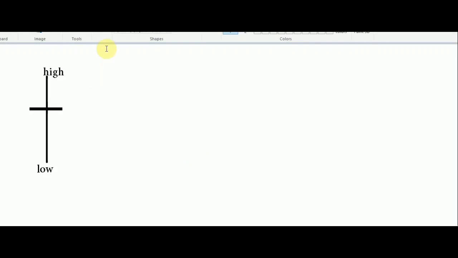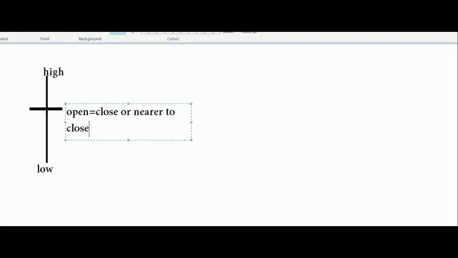Clear? Now, I have drawn one doji. This is the highest point, this is the lowest point. Let me just write the open and close. So this is the open, and open is sometimes equal to close, or you can say it is nearer to close. Clear? So open is equal to close or nearer to close.